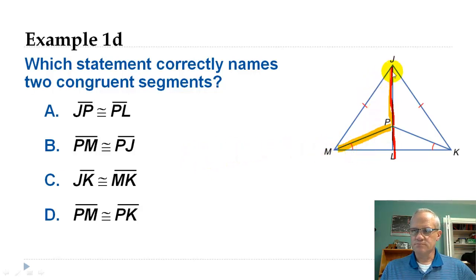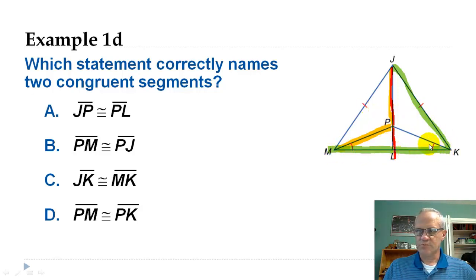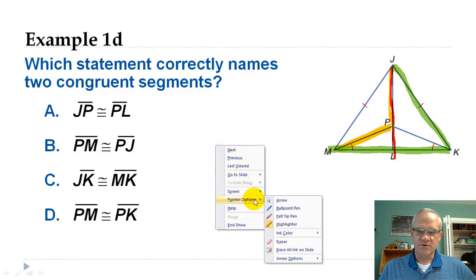JK is this side here, and MK is this one. Again, they look like they might be congruent, but in that big triangle, that would mean that this whole angle over here would have to equal that whole angle. And again, it is not marked, so we can't say for sure. So hopefully this last one is going to be correct, because that's our only option left.